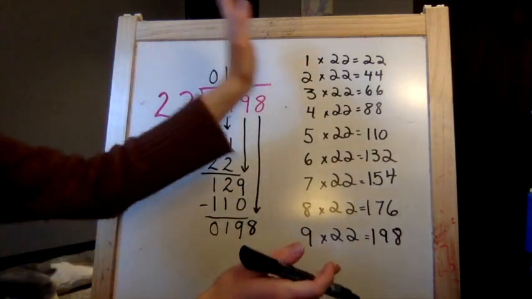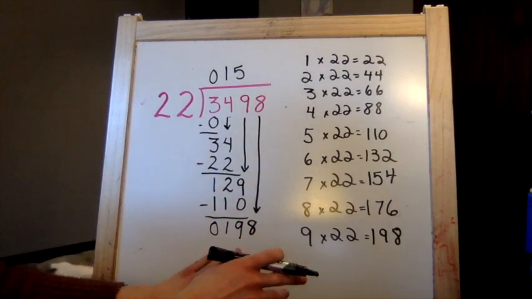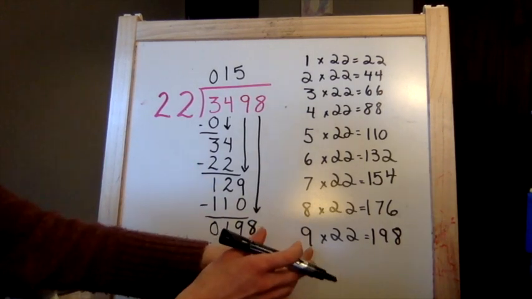Okay, that aside, I hope it did not distract you too much. Back to here, 22 goes into 198 9 times.